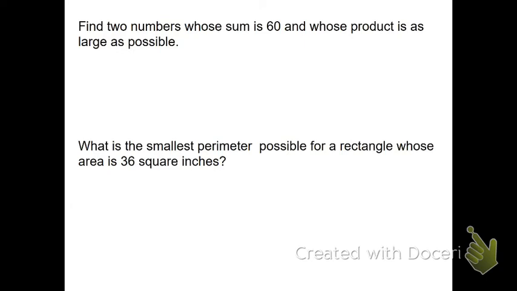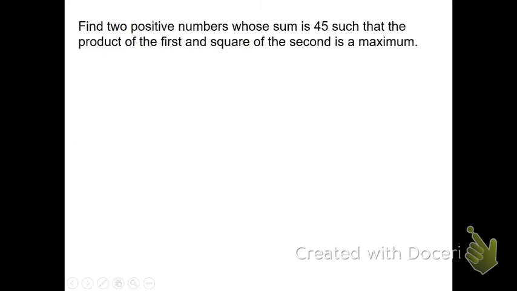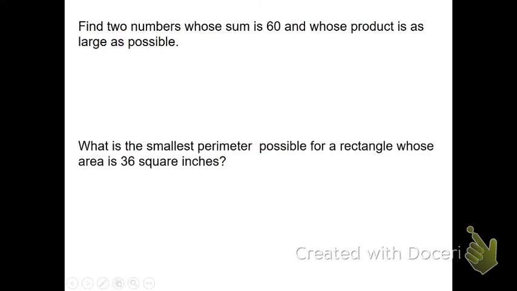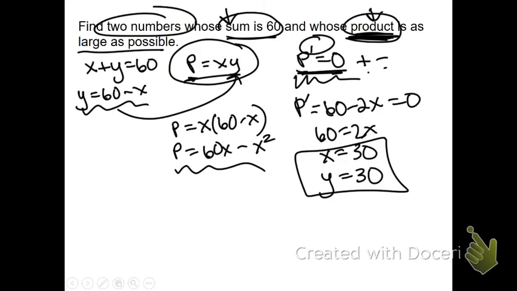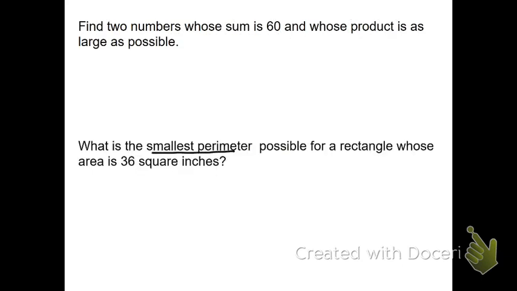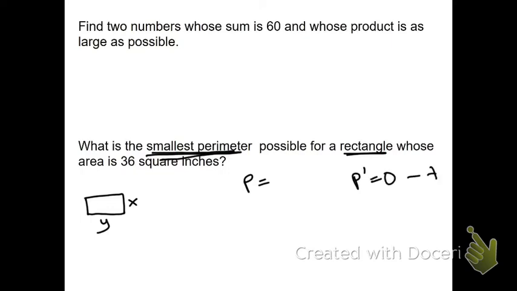What is the smallest perimeter? I keep doing that, sorry. What is the smallest perimeter? So I'm going to be looking for the perimeter of a rectangle. I sometimes need to draw it, but it's up to you. It's a rectangle, x and y. Smallest perimeter. So I'm going to write an equation for perimeter. I'm going to have to find the minimum by getting the derivative and making sure it changes from negative to positive. Well, the perimeter of a rectangle would be 2x plus 2y.